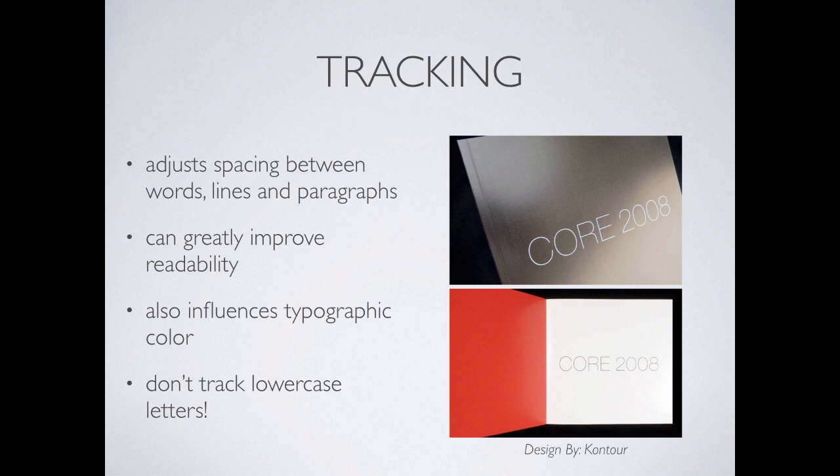Tracking adjusts the spacing between words, lines, and paragraphs. Okay? It can greatly improve the readability. It's going to change the look of the paragraph. It's going to change how dark the paragraph is on a page. You don't want to track just a set of lowercase letters. You want to track whole sentences. And I'll show you an example as this goes. So you're learning right now that if you really need to make your English paper longer, instead of using the tricks about increasing the point size or using an extended font, you would instead adjust the tracking and it wouldn't look so goofy because you'd be doing it proportionally.